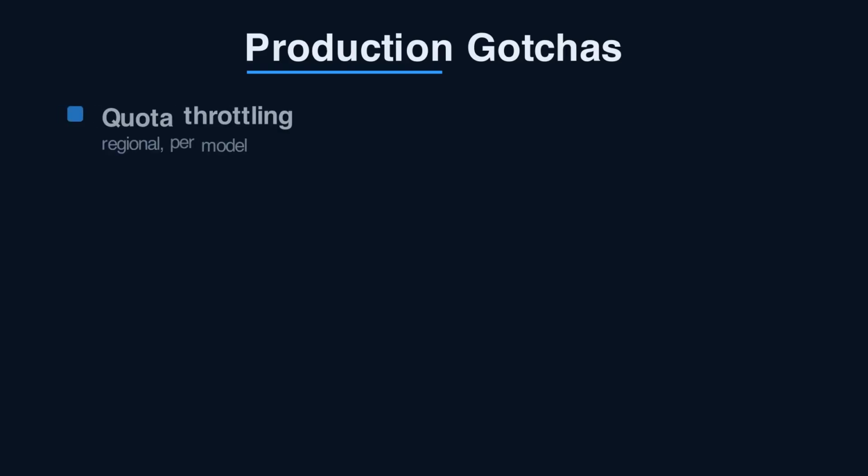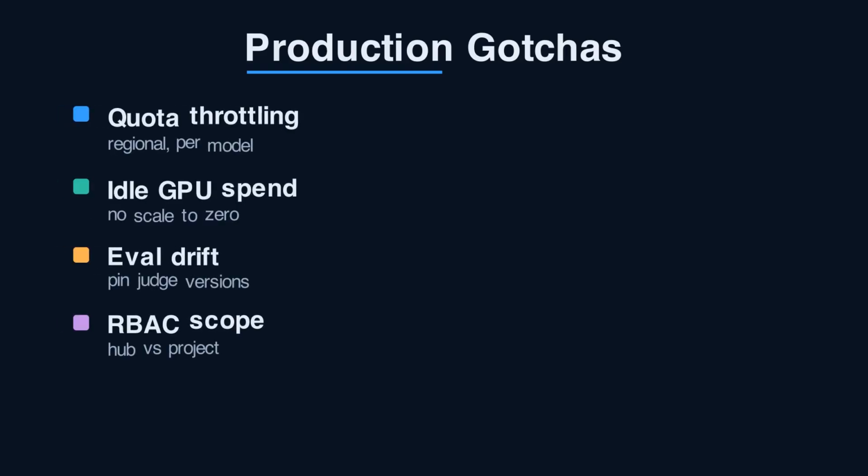A few things bite teams. First, quota is regional and per model. Your tokens per minute limit can throttle you well before you expect, so request increases early and design retries with backoff. Second, managed compute does not scale to zero, so a forgotten test deployment quietly burns GPU hours. Third, AI-assisted evaluators consume tokens and can drift as judge models update, so pin versions where you can. Fourth, role-based access at the hub versus project level is easy to misconfigure, leaking connections across teams. And content filters default on, which sometimes blocks legitimate output until you tune thresholds.